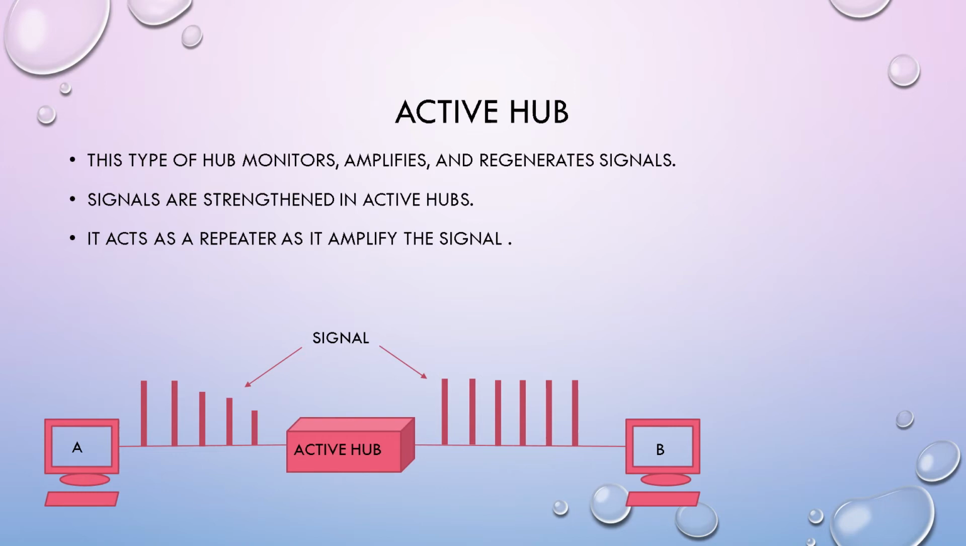What do you mean by amplify? Let me give you one example. Say you're speaking to a friend. Your voice has a certain volume. Now when you speak into a microphone which has big speakers, your sound volume increases. So it amplifies your voice. Okay, the microphone amplifies your voice. So this is nothing but an active hub.